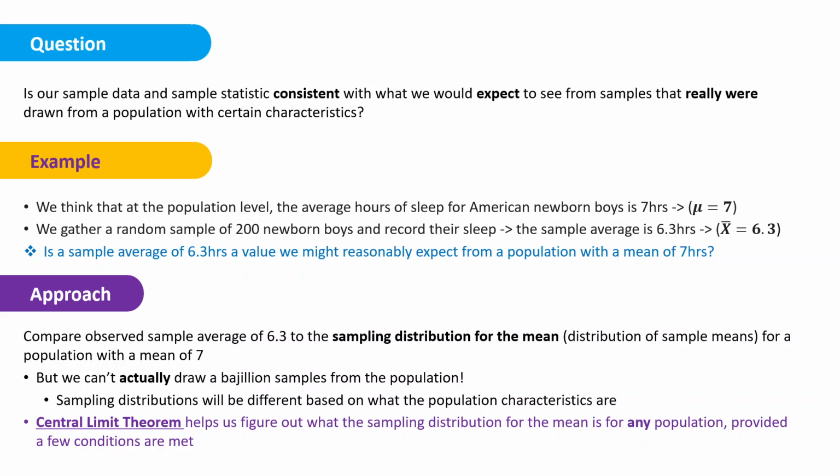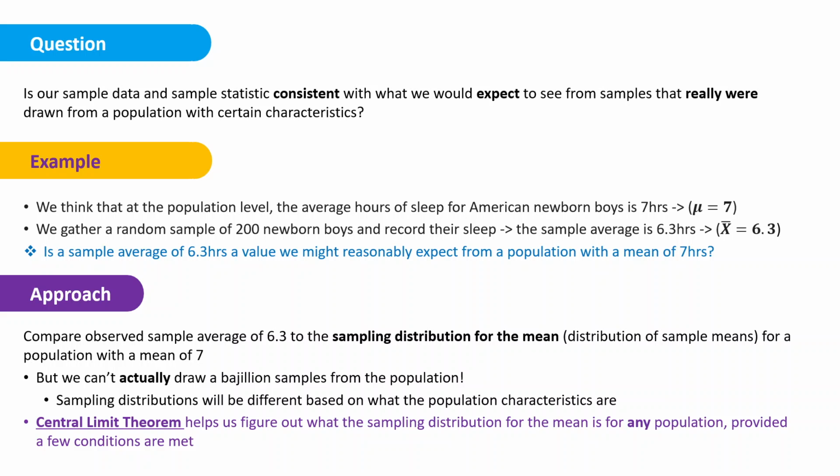And so our question is: is a sample average of 6.3 hours a value that we might reasonably expect from a population where the mean really is 7 hours? In other words, is our sample statistic of 6.3 hours consistent with what we would expect to see from a population where the underlying or true mean really is 7?